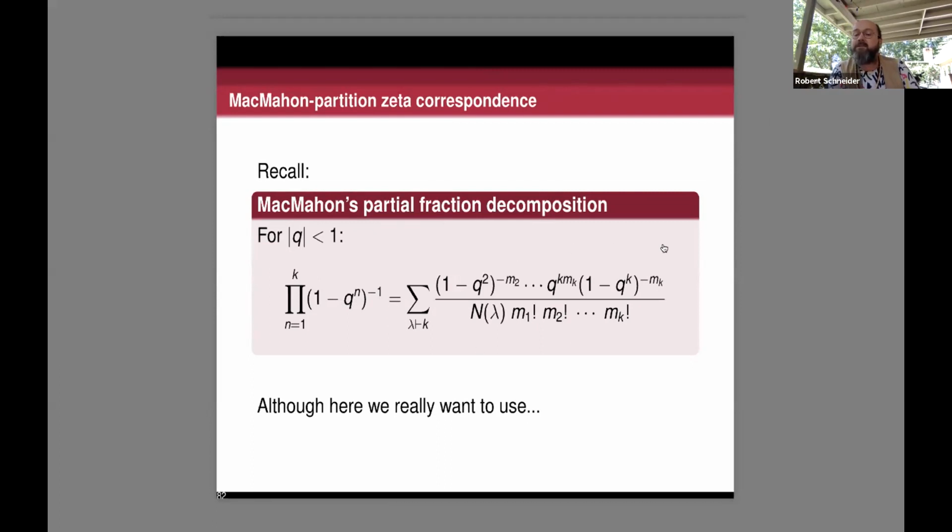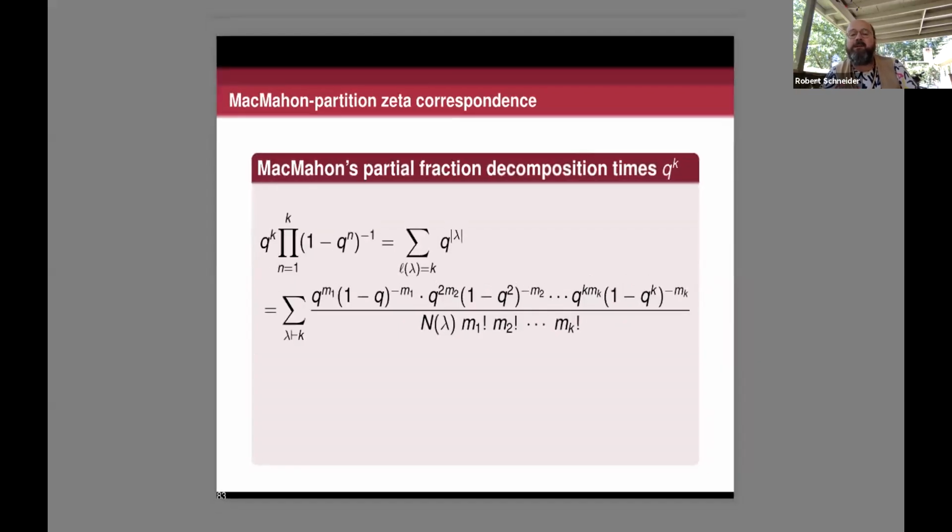And on the right-hand side, we have something that looks very similar to our formula, but with these geometric series in there. Now, we don't really want to use this. We want to multiply it by q to the k to get the combinatorics we need. If you do that, then McMahon's partial fraction looks like this. It's the sum over partitions of length k. And on the right-hand side, it's a linear combination of these geometric series and some other rational weights.